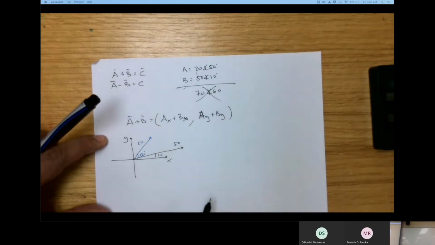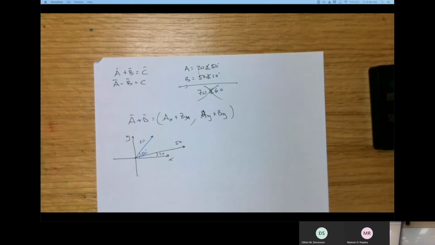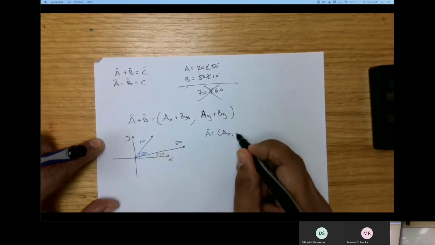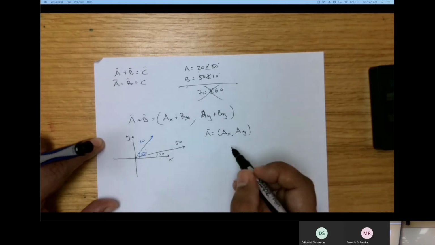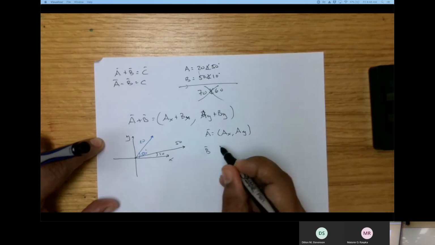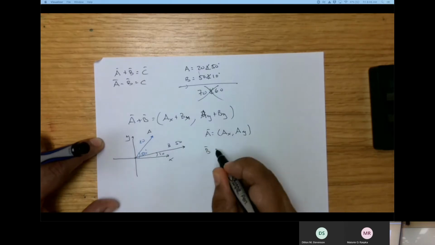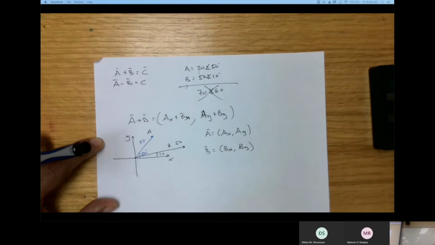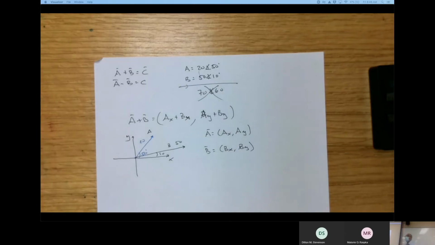So I need to be able to add those two vectors. The way I'm going to do it is, I'm going to try to calculate what are the X and Y components of A. This is going to be A, this is going to be B. And I'm going to try to calculate what are the Y components of A and B. Okay, so we're going to try to do that. These first two rows, you guys find the components of A, and these two rows, try to find the components of B.